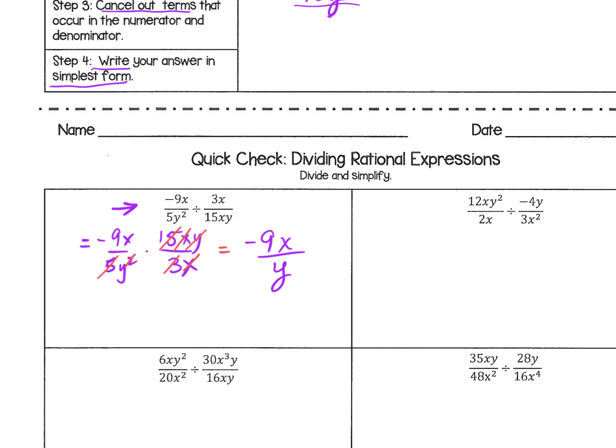So what'd you get? Someone be brave. Give me an answer. Negative x squared. Yes. Negative 9x over y. You lost a 9 somewhere. Oh, I literally completely forgot. Oh, oops. Yeah, you gotta flip.